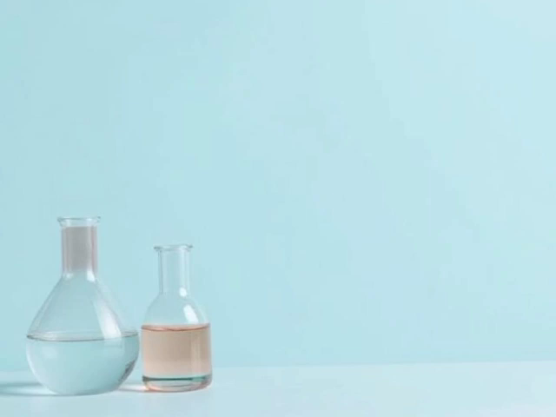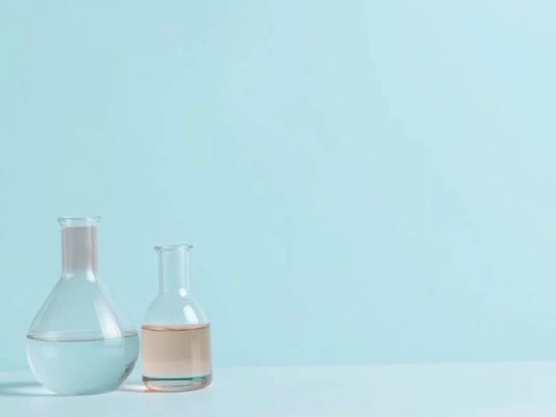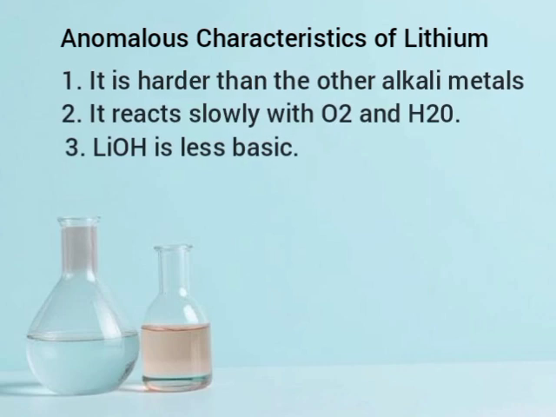Lithium. Don't you just love the sound of that name? I like to think of him as the special child amongst group 1 elements. It has the following special or anomalous characteristics. 1. It is harder than the other alkali metals. 2. It reacts very slowly with oxygen gas and water, unlike the other alkali metals. 3. The hydroxide of lithium, lithium hydroxide, is less basic.